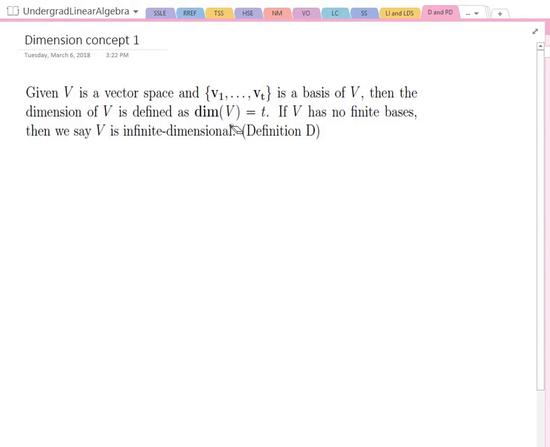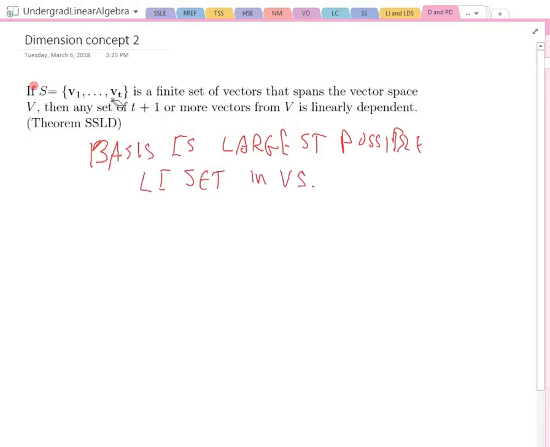Now, this definition presumes that any basis has the same number of vectors, which is something that's proven in the chapter. Any basis of a vector space will have the same number of vectors, and that number of vectors is equal to the dimension of the vector space. All right, now, if I have t vectors that span a vector space, then any set of t plus one or more vectors from V is linearly dependent.